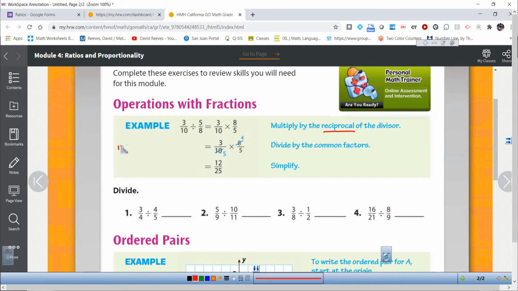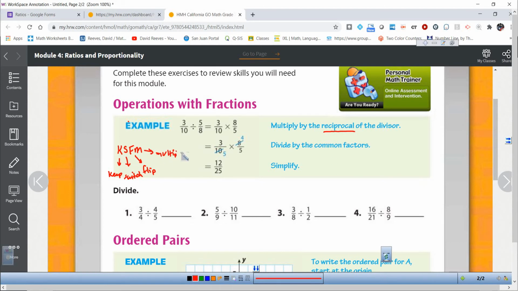All right, so some of you have learned this key. KSFM sounds like a radio station, right? Where we keep the first one, then we switch the sign, then we flip the fraction, and then finally we multiply.